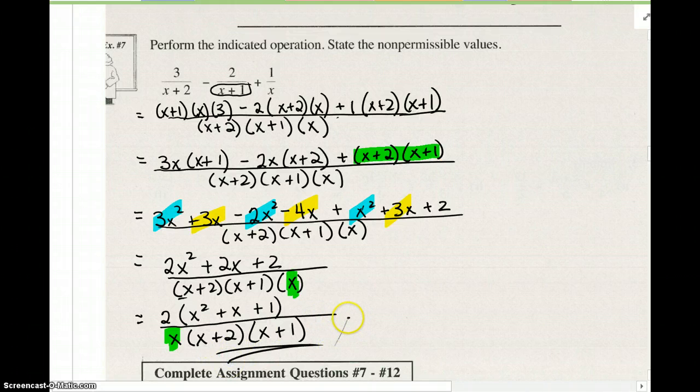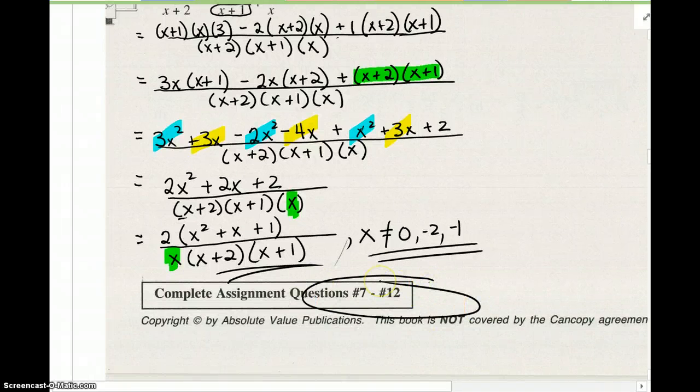Of course, I need to tell you what the non-permissibles are. I'm going to go and look through it, end up with x not equaling 0, cannot equal 0, cannot equal negative 2, and cannot equal negative 1. And there is the question. We are done. Lots of questions to be done. You have done up to 6 at this point, so go ahead and finish up number 7 to 12. You should be able to manage all of those questions. There is an awful lot of questions, and I recognize that, but the more practice you have, the better you will get.